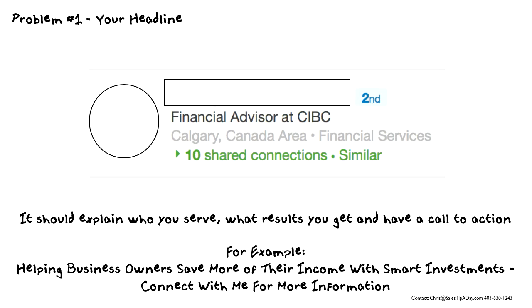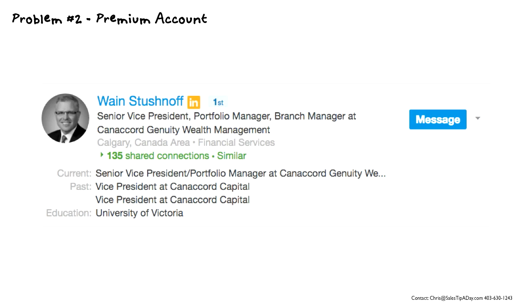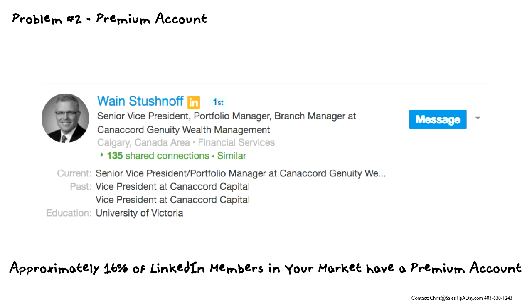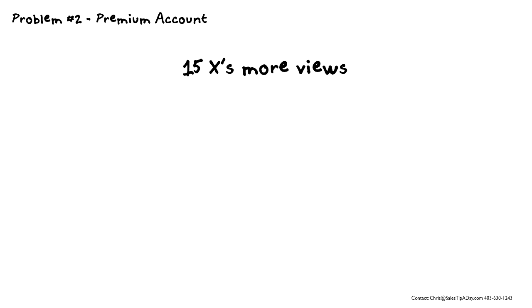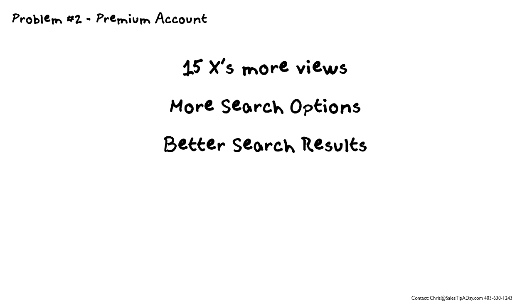One of the other things you should look at is that only 18% of people on LinkedIn have a premium account. But those 18% are probably leveraging it and getting the vast majority of business out of LinkedIn. So I always tell people to get a premium account because there's so much more you can get from it. Premium account members get 15 times more views of their profiles. You have way more search options available, so you can find way better qualified prospects. You have better search results coming back, and you get to see more search results, more opportunities.